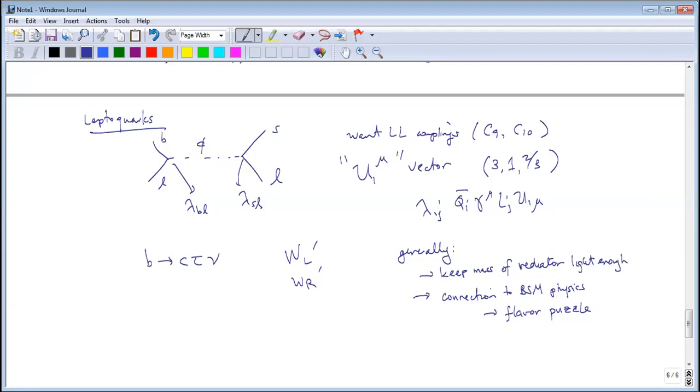Okay. All right. Lisa, there's another question. Yes, actually, two questions. The U1_mu should be associated with some gauge symmetry, right?